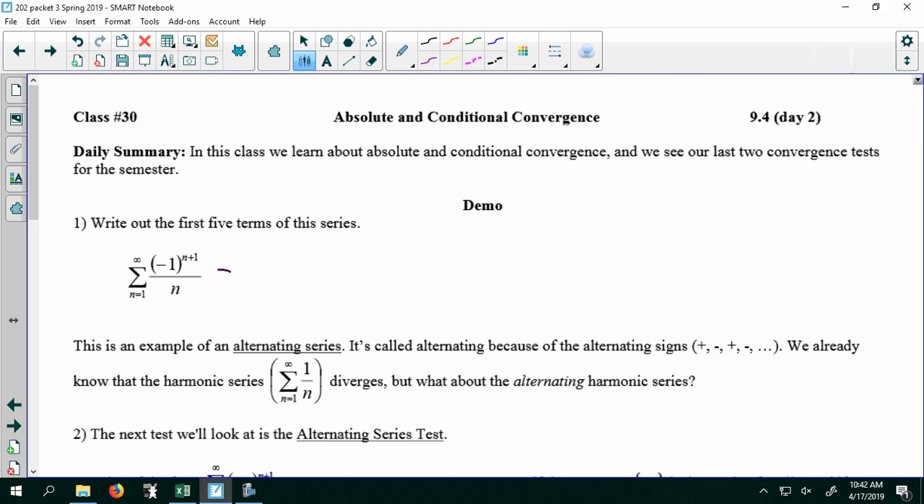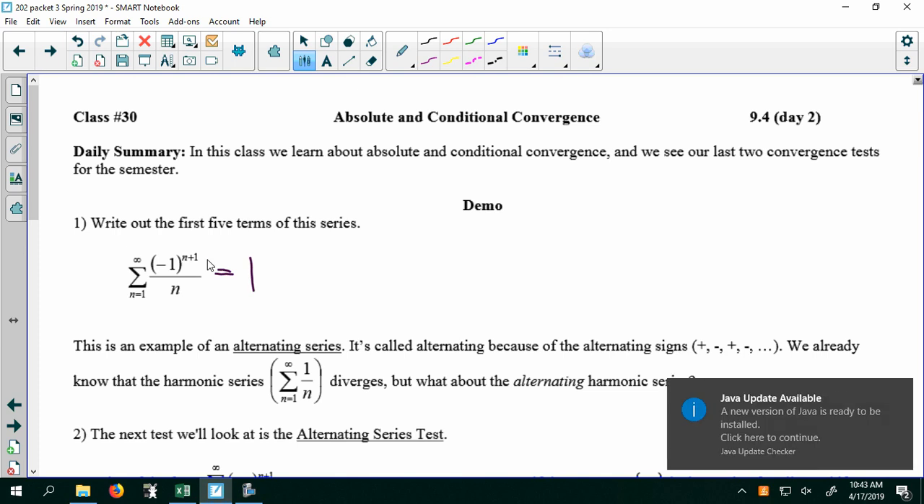So my first term you get by plugging in n equals 1. If you plug in n equals 1, you replace the n with a 1, that exponent becomes a 2. 1 plus 1 is 2. And what is -1 squared? 1. So this is 1 over 1, which is 1. Plug in n equals 1 and you get 1.